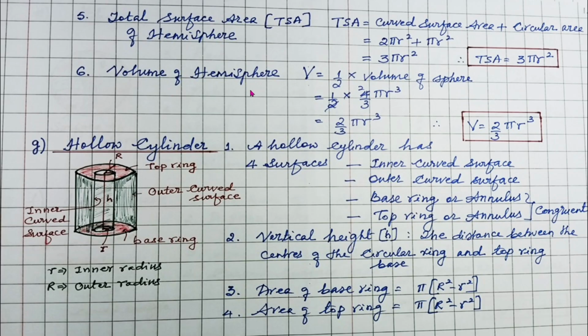The volume of a hemisphere is one half of the volume of a sphere, and that is half into 4 by 3 pi r cube, that is 2 by 3 pi r cube. So please remember this formula, it is very useful for calculations.